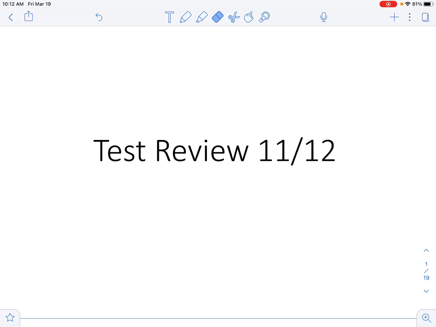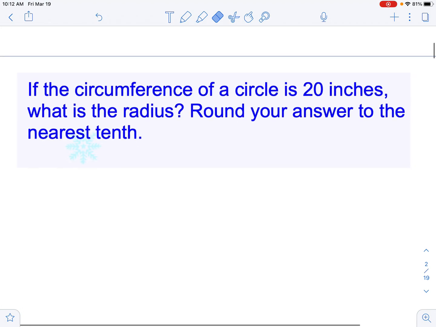This is your review for chapter 11 and 12 test. So make sure you have a piece of paper out, that you're taking notes, and best preparing yourself for your test. The first problem says, if the circumference of a circle is 20 inches, what is the radius?